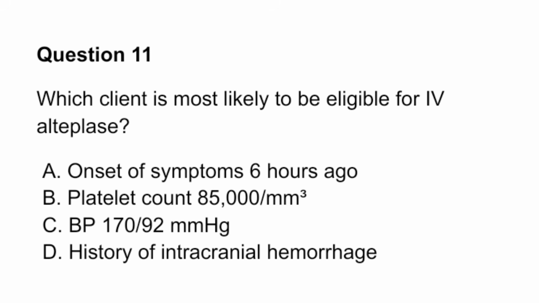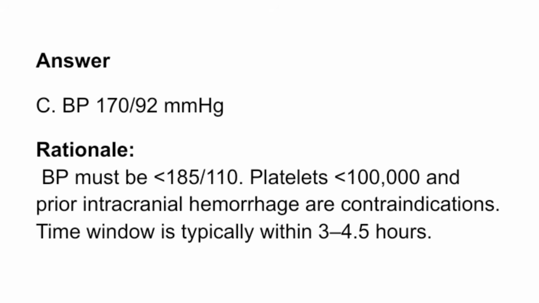Question 11. Which client is most likely to be eligible for IV alteplase? A. Onset of symptoms 6 hours ago. B. Platelet count 85,000 per millimeter. C. BP 170/92 millimeters of mercury. D. History of intracranial hemorrhage. Answer: C. BP 170/92 millimeters of mercury. BP must be less than 185/110, platelets less than 100,000, and prior intracranial hemorrhage are contraindications. Time window is typically within 3 to 4.5 hours.